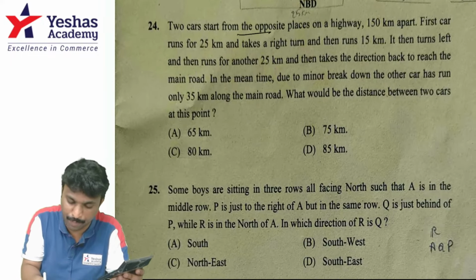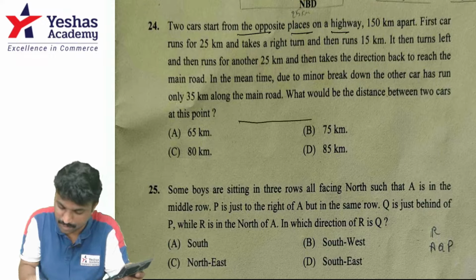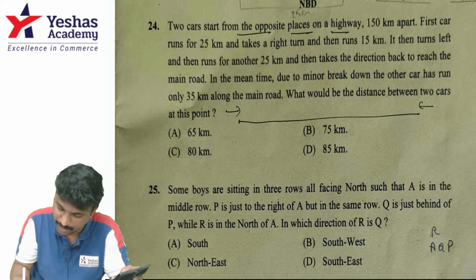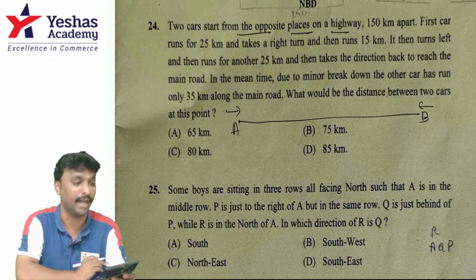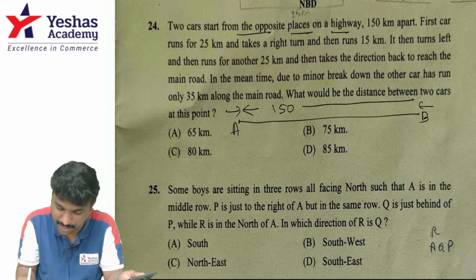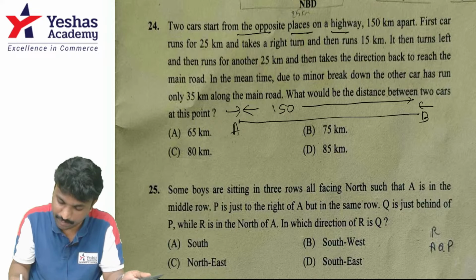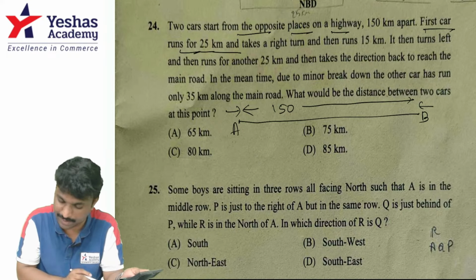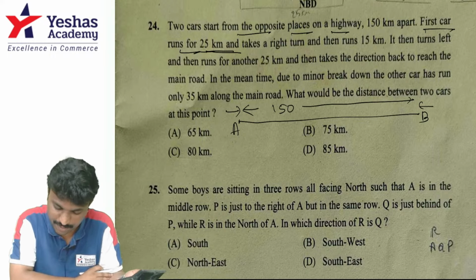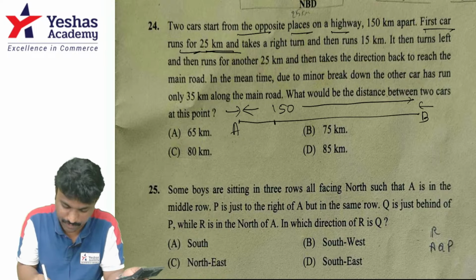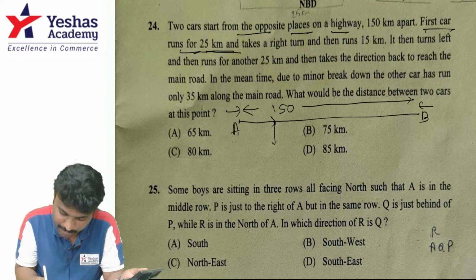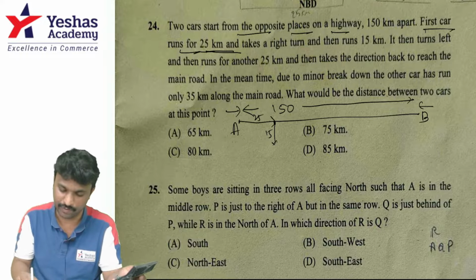Two cars start from opposite places on a highway. There's a highway. They start from opposite places. Let's say car A, car B. Car B in this direction, car A in this direction. What's the initial distance between them? It is 150 kilometers distance between them. All right. Now, what have they said? First car, let's say A is the first car, runs for 25 kilometers and turns right. Right is downwards, goes how many kilometers? 15. This is 25, then 15 downwards.